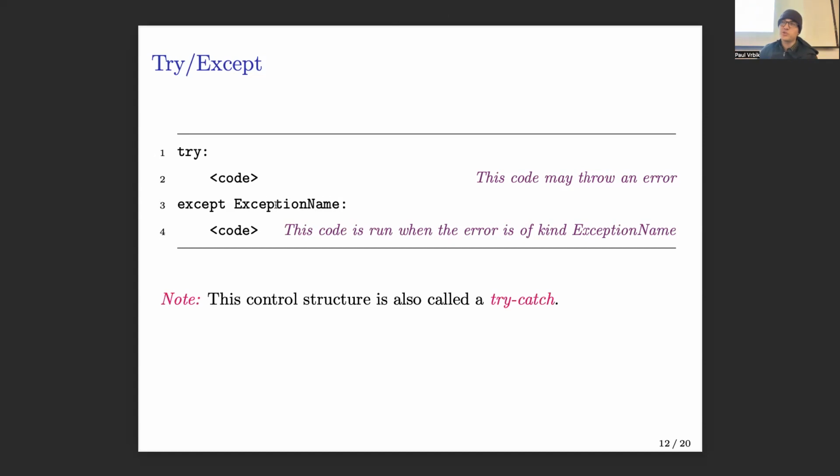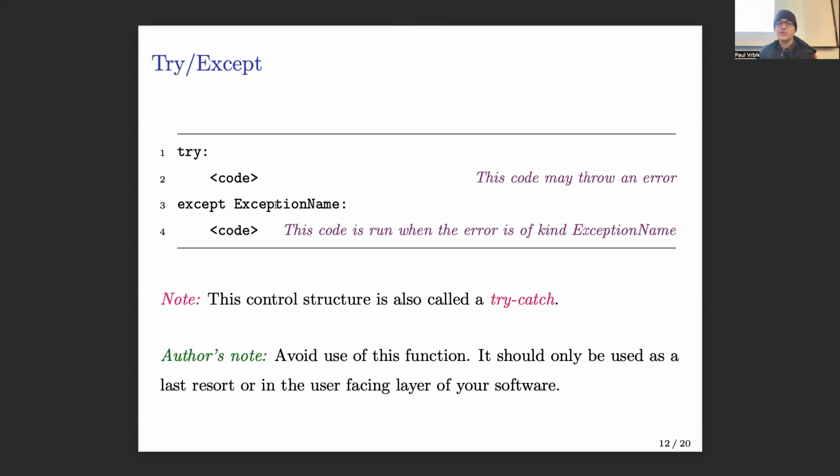So this control structure is also called a try-catch. It's actually more commonly called a try-catch. So you should avoid using this function. It should only be used as a last resort or in the user-facing layer of your software. This is what I'm afraid that people will use this for.